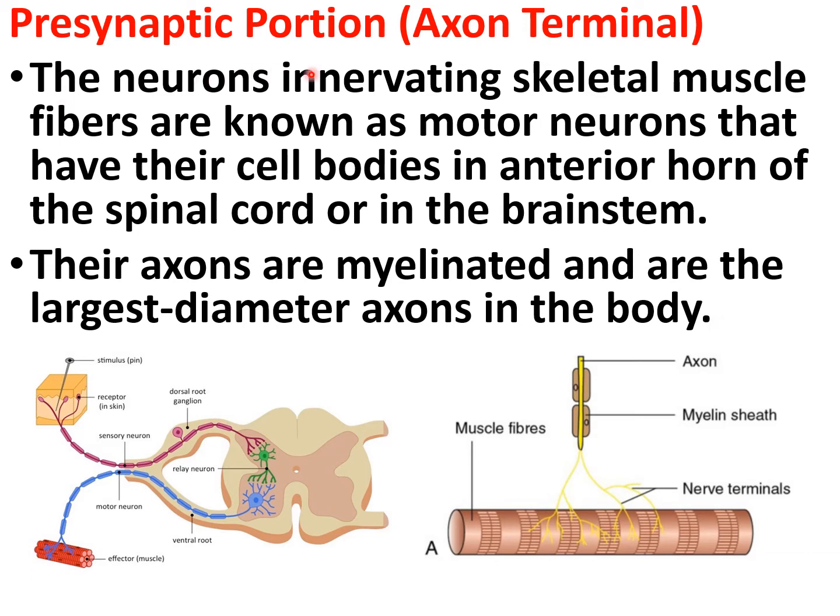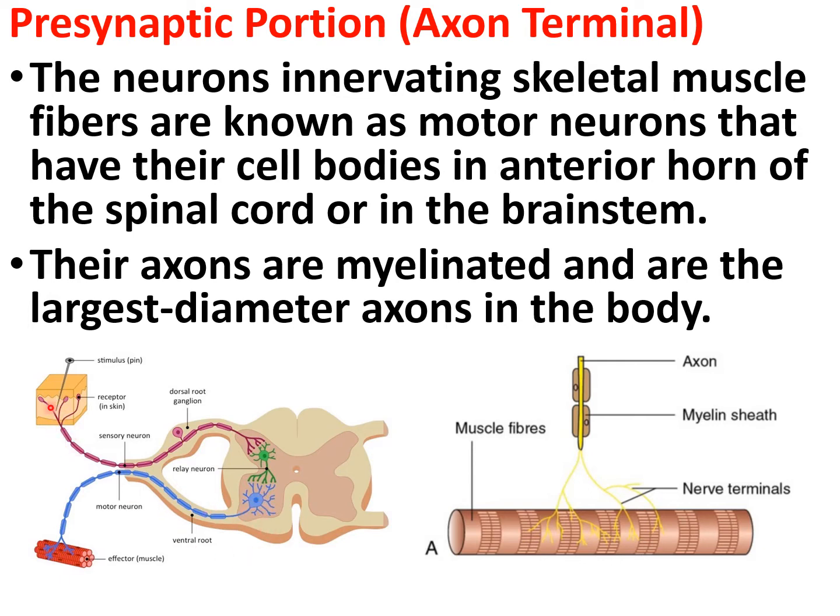Now, the presynaptic portion. The neurons innervating the skeletal muscle fibers are known as motor neurons, and they have their cell body in the anterior horn of the spinal cord or in the brainstem. So this is the cross section of the spinal cord and this is the anterior horn. This is the motor neuron, and it has its cell body in the anterior horn of the spinal cord or brainstem.